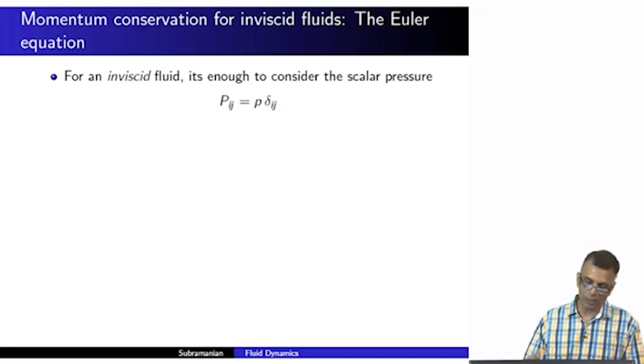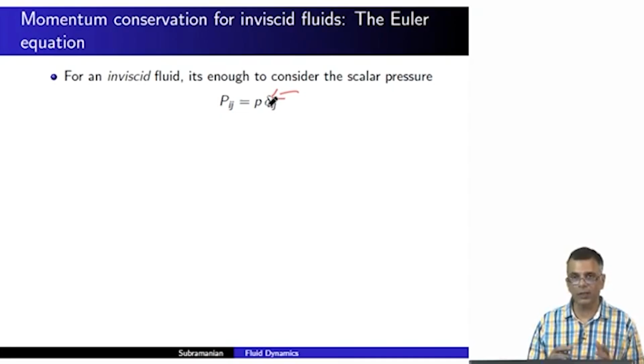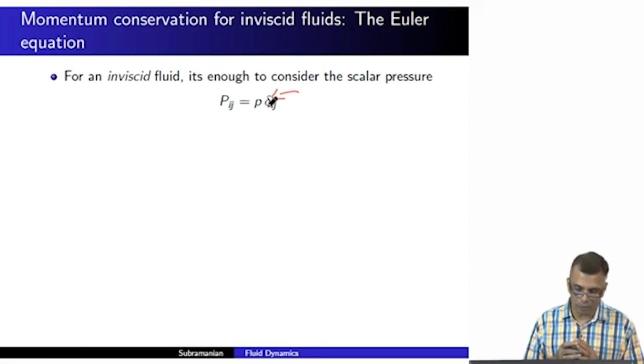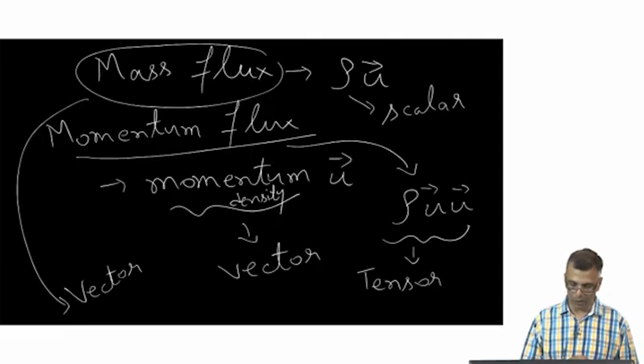In other words, it's enough to consider just the diagonal terms of the pressure tensor, where delta Ij is equal to 1. By definition, delta Ij is equal to 1 only when i is equal to j, in other words, only for the diagonal elements. When i is not equal to j, it's equal to 0. So it turns out for an inviscid fluid, it's enough to consider just the scalar pressure. Now, maybe it's worth pausing a little bit to figure out why this is so.